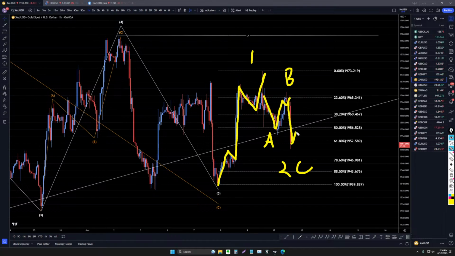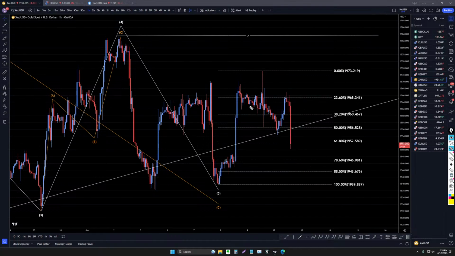So if this does start to turn back up in a big way, I would definitely take that as a long opportunity. Even though we have news tomorrow, if this starts to turn up, that looks to me like an ABC correction. We definitely have 3 waves down. It could go down a little further, but if it does start to reject this 61% and go up, or if it does this and then goes up, I would definitely take that as a long opportunity.